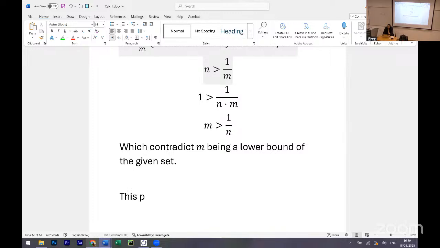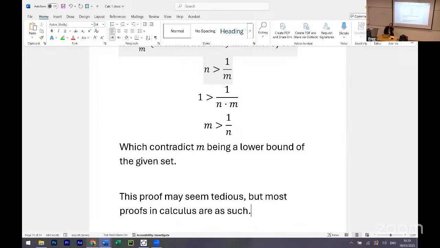This proof may seem tedious, but most proofs in calculus are as such. So it doesn't contradict that it is tedious, but don't make the mistake of thinking, okay, that's a tedious proof, but the rest will be fun. No, this is the way we prove theorems in calculus, and I started with the easiest ones. This is not fun. It's not supposed to be fun. Yeah, you need to suffer.